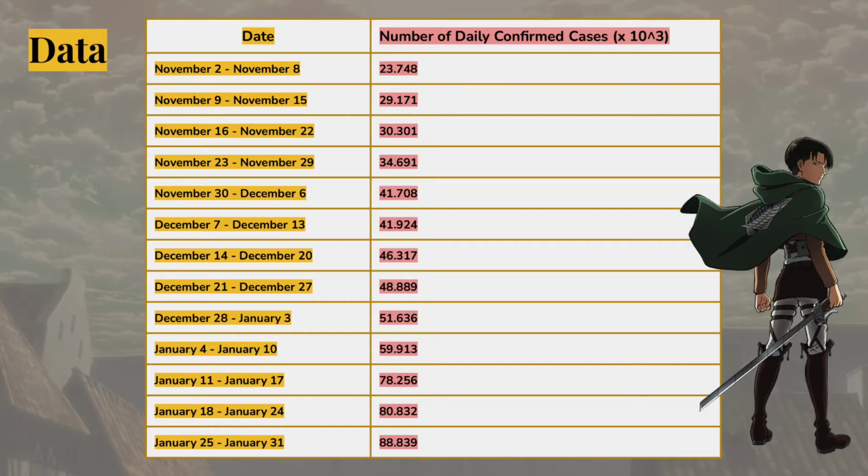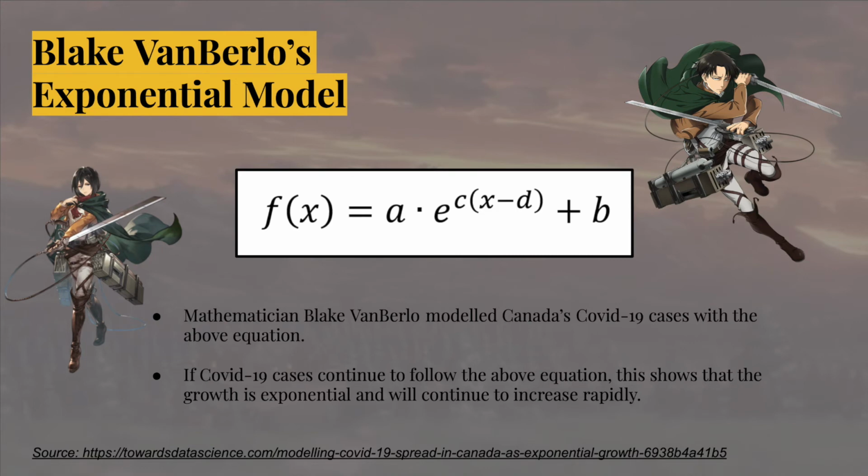This is our data. Our data is taken from the 2nd of November 2020 until the 31st of January 2021. We chose to present the data on a weekly basis. The number here is the daily increase in the time frame of 7 days, or 1 week. We are going to model our data with Blake van Berlo's exponential model.